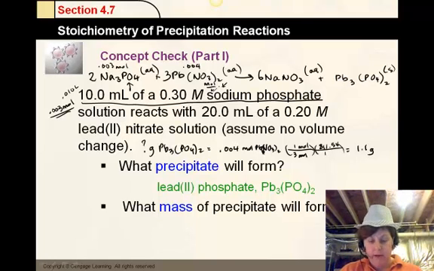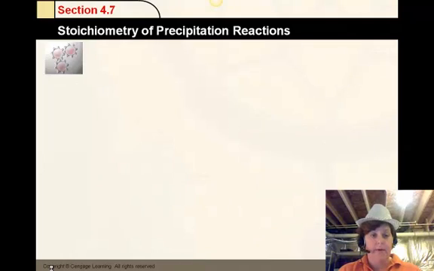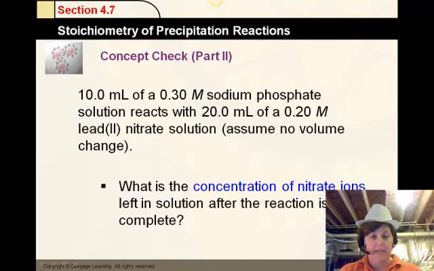So let's see if we're right. Oh, good. We are correct. So that's one thing you can do with it. Now, another kind of question you could have is this. Same situation, so you'll have to remember the balanced equation from before. What is the concentration of nitrate ions left in the solution after the reaction is complete?